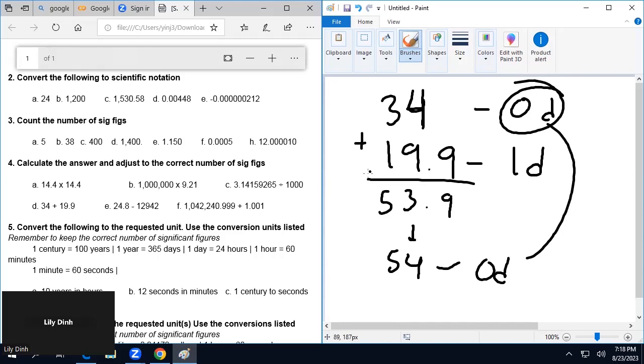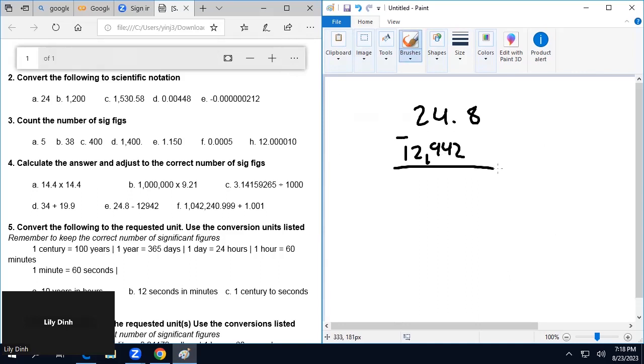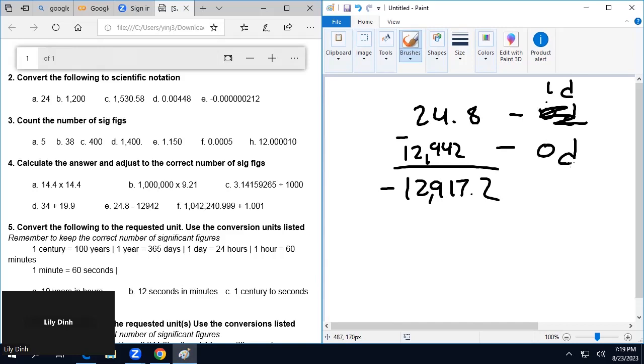Okay, next question. 24.8 minus 12,942. 24.8 minus 12,942 gives negative 12,917.2. Okay, this one is just... That one has 1 decimal and the other one has 0. Yes, and then 0 decimals for this one, so how many decimals does this one have? 0. That is correct, 0 decimals, so 12,917, this one goes away.